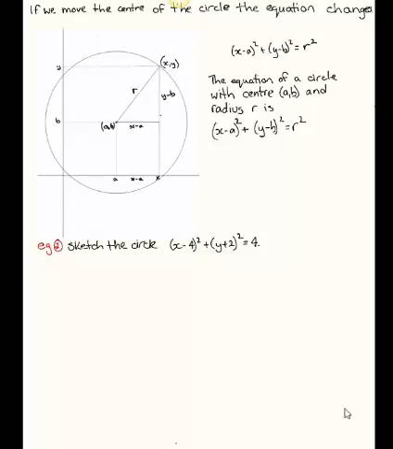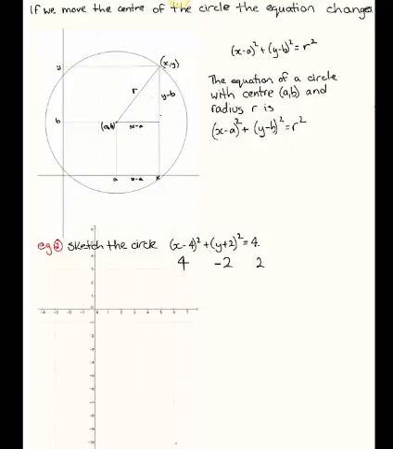We're asked to sketch the circle (x - 4)² + (y + 2)² = 4. So whenever you get one of these equations, you first need to work out where is the centre. Second, you need to work out what is the radius. From there, you start figuring out some of the points on the circle. So (x - 4)² means the x value for the centre is 4, and (y + 2)² means that the y value for the centre is -2, and our radius, square root of 4, so our radius is 2.